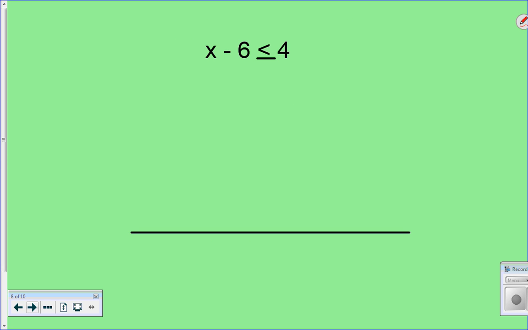Let's do another one. X minus 6 is less than or equal to 4. So go ahead and solve your inequality or your equation, whatever. Plus 6.